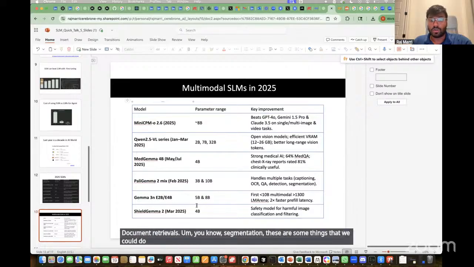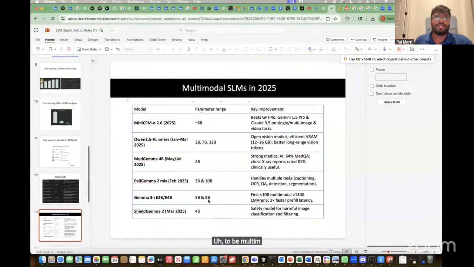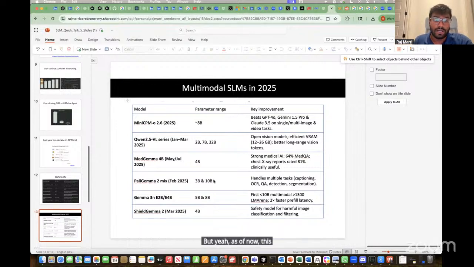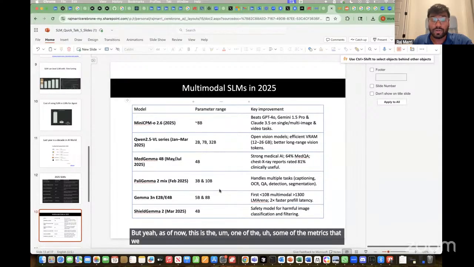Gemma 3N is also multimodal, only the 5 billion and 8 billion, I don't know why. So at least we need 4 billion parameter models to be multimodal. Any model below 4 billion parameters being multimodal is not possible. We at least need 4 billion as of now. I mean, it might change pretty soon. But as of now, this is one of the metrics that we probably need to look at. So anything that is below 4 billion.